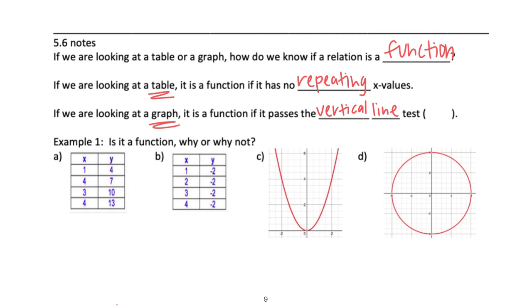So on example A and B, we're looking at tables. So we're making sure none of the x's are repeating. Looking at the first example, A, looking at the x's, we have 1, 4, 3, we have 4 again. So since these x's repeated, it is not a function. Let's look at the next one. Looking at the x's again, 1, 2, 3, 4. Oh, it is a function.